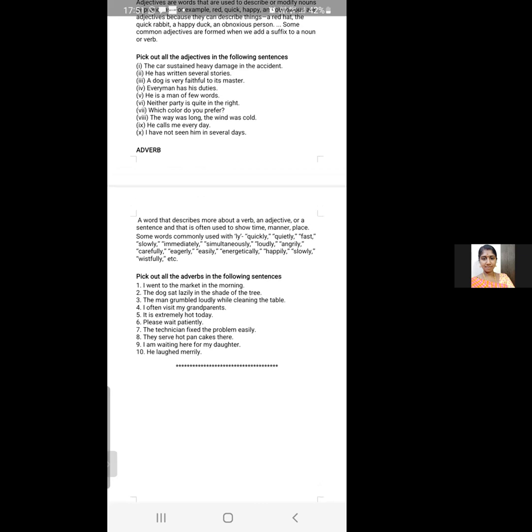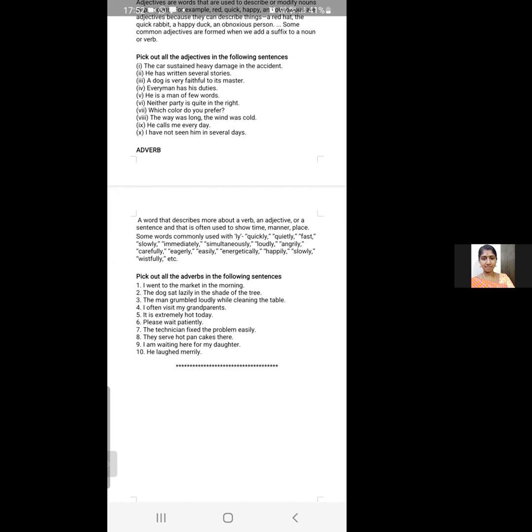Then adverb. What is an adverb? It describes more about the verb, just as an adjective describes more about the noun. We usually teach small kids, kindergarten or 3rd standard level, that whatever word comes with ly is called an adverb.